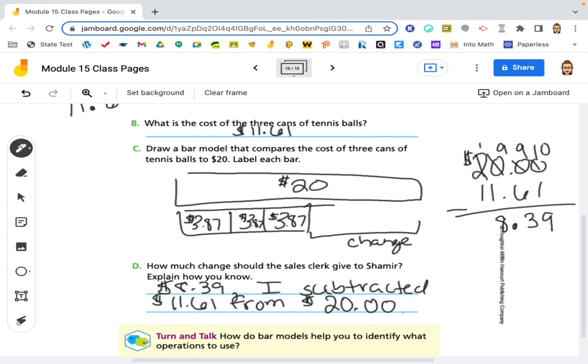And that is all for today's lesson. Hopefully you are now able to use a bar model to solve a multi-step problem that uses multiplication. And remember, in order to be a math person, all you have to be is a person and do math.